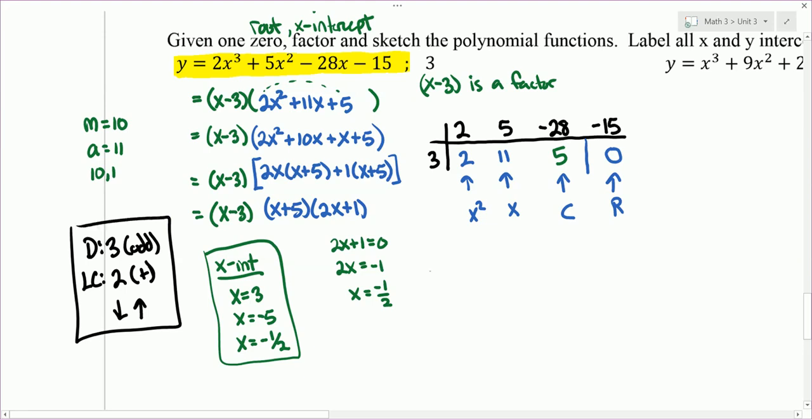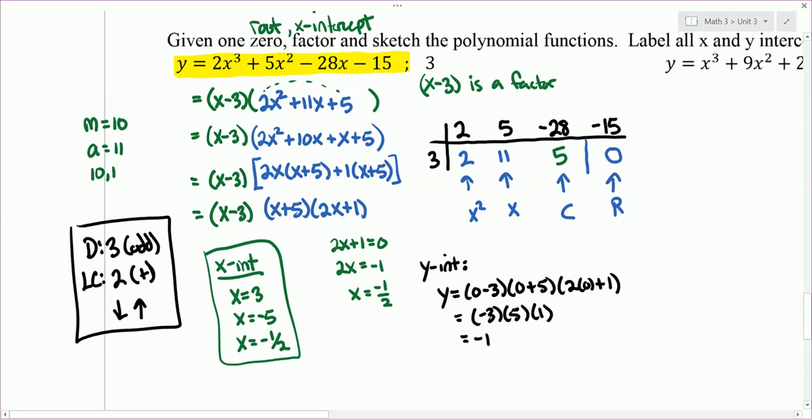Lastly, we need our y-intercept. Our y-intercept comes from plugging in 0 for x. I'll use the factored form. So we end up with y is 0 minus 3 times 0 plus 5 times 2 times 0 plus 1. So that's negative 3 times 5 times 1, which is negative 15.